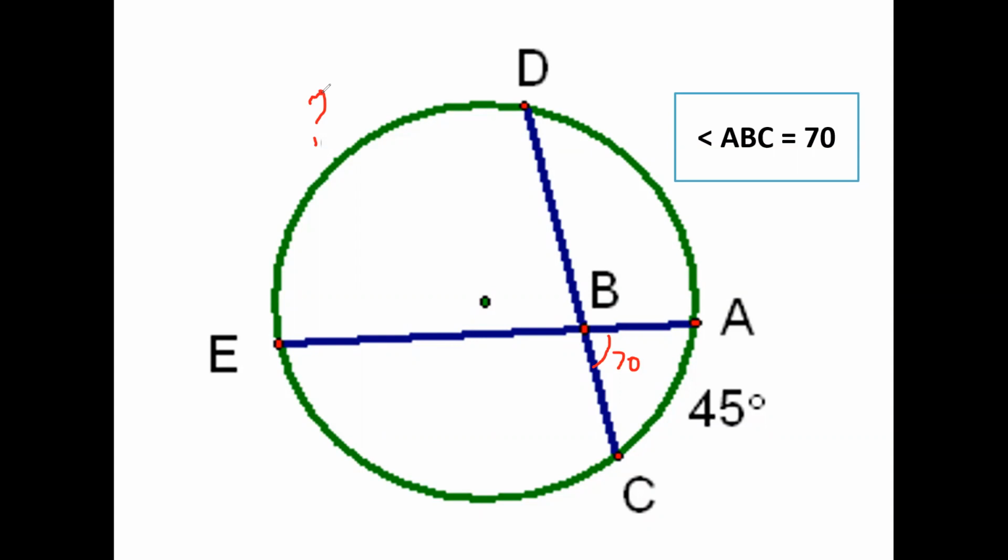Anyone? Sino kayo makapagsabi? Ano kaya measurement ni arc DE? 95 po, sir. Bakit po 95? Sir, yung ang times 2 po ng 70 degrees is 140. Tapos 140 minus 45 po is 95 po. Okay, very good.